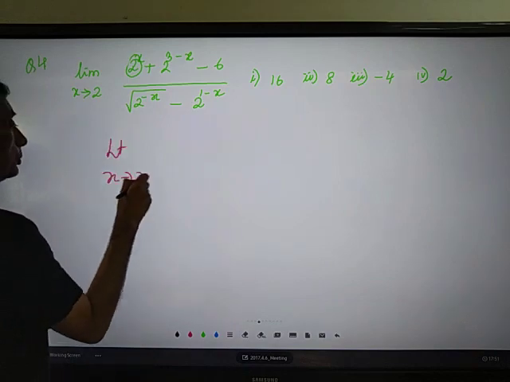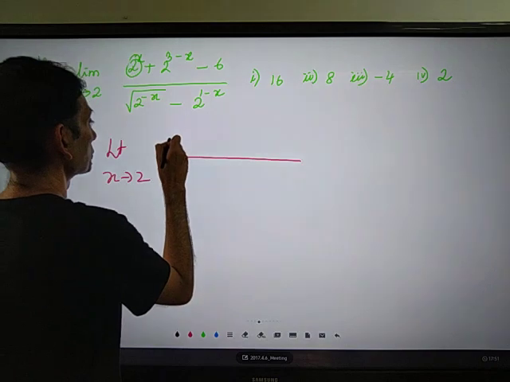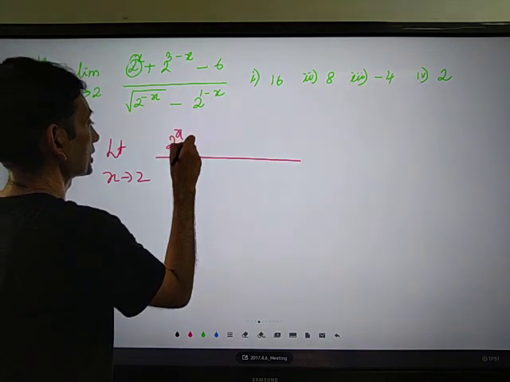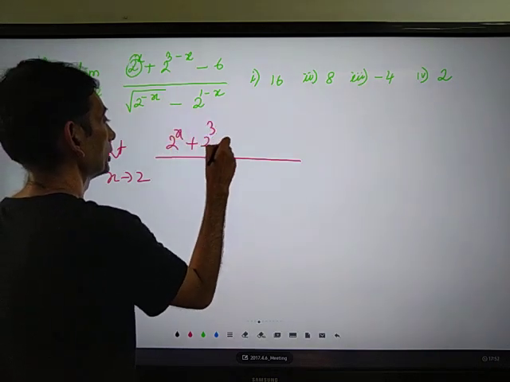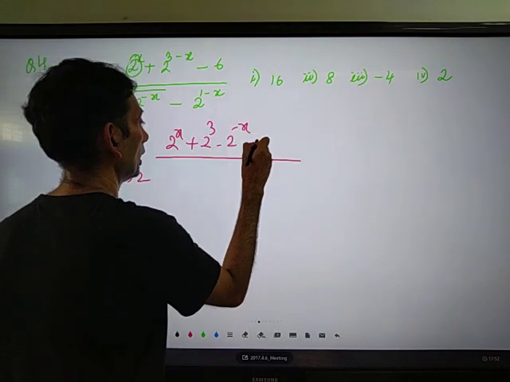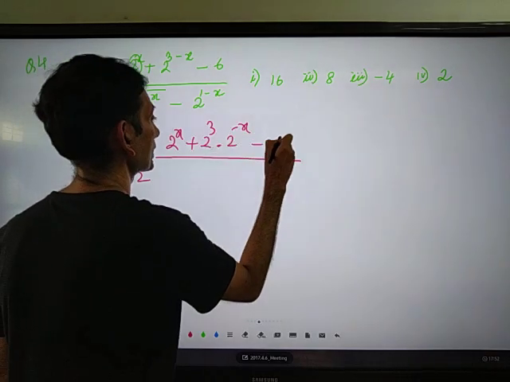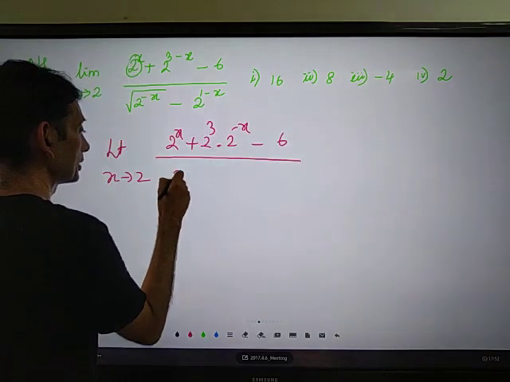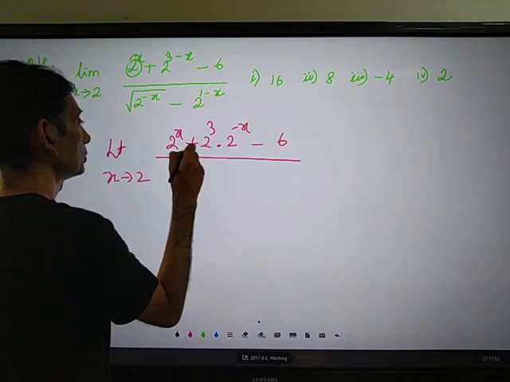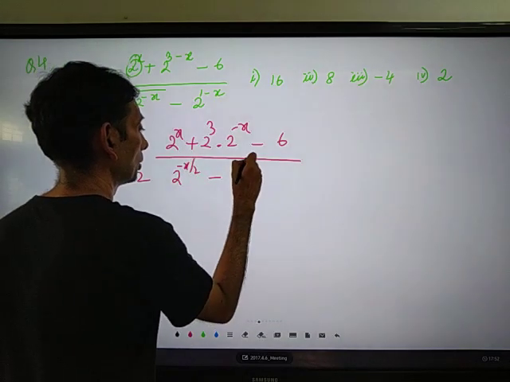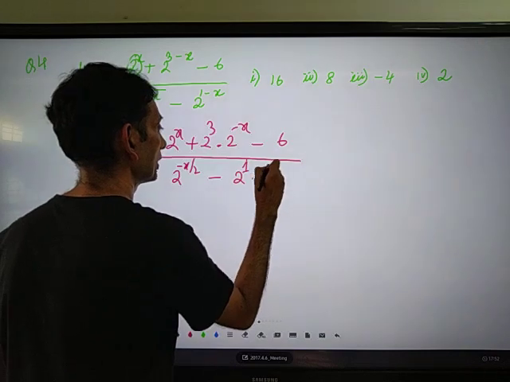X tends to 2. This is 2 to the power x. We'll simplify these expressions. 2 to the power 3 into 2 to the power minus x, minus 6, and the denominator can be written as 2 to the power minus x by 2, minus 2 to the power 1 into 2 to the power minus x.